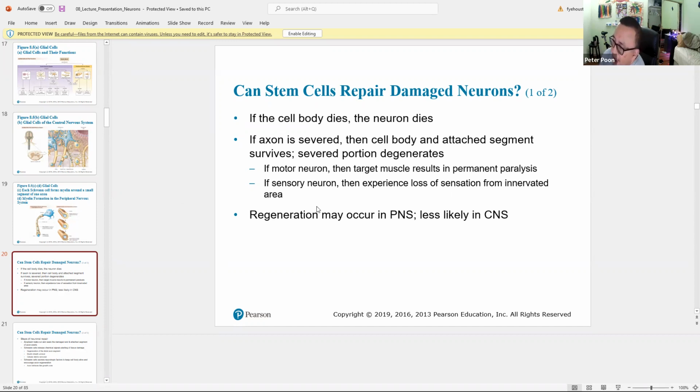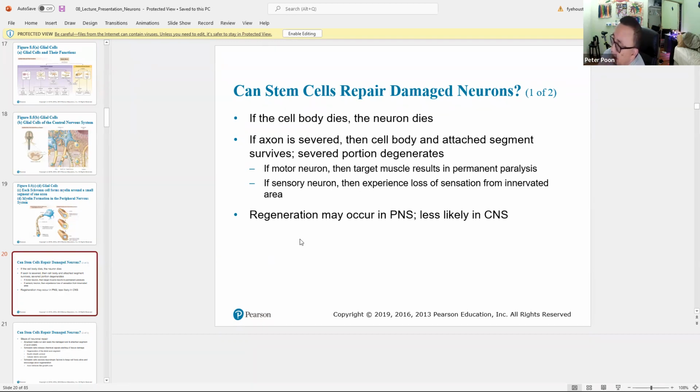If only the axon is severed, then the cell body and the severed portion can regenerate. It takes a very long time, but it does come back. If the cell body dies, then it disappears. With a sensory neuron, you lose sensation from an innervated area.